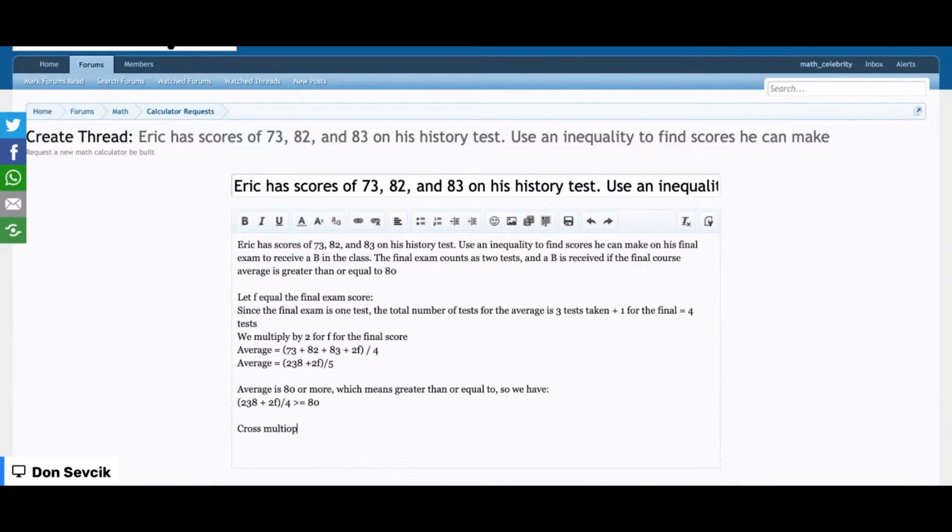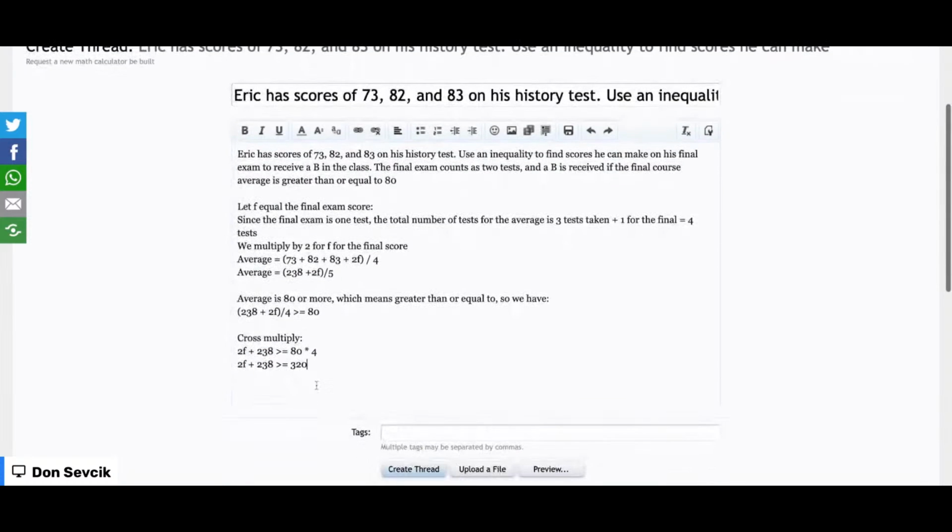Cross multiply. Just reverse this because I like the number on the right. 2f plus 238 is greater than or equal to 80 times 4. And this is 320. Okay, so we want to solve for f.